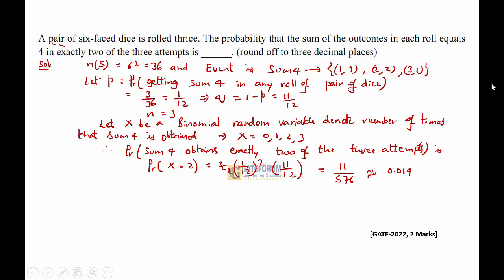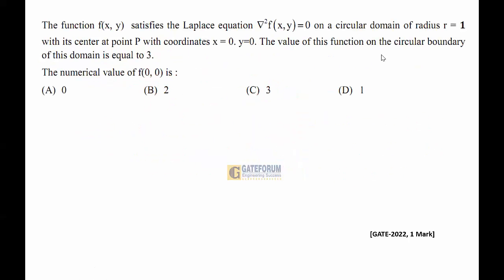This is end of the question. The question is, the function f of x comma y satisfies the Laplace equation del square f of x comma y is equal to 0 on a circular domain of radius r is equal to 1 with its center at point P with coordinates x equal to 0 comma y is equal to 0. The value of this function on the circular boundary of this domain is equal to 3. The numerical value of f of 0, 0 is. This is from engineering mathematics, from the topic applications of partial differential equation. That is, main topic is differential equations.